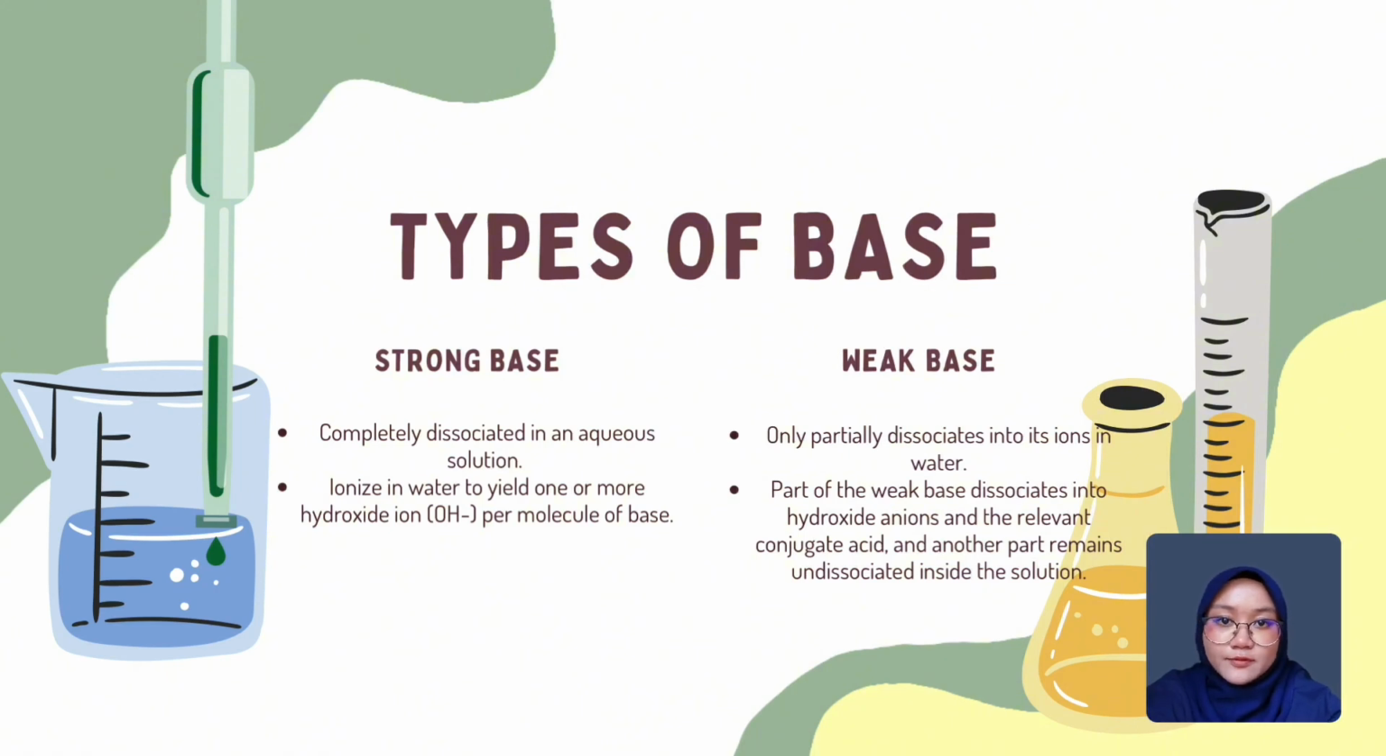The second type of base is the weak base. A weak base is a base that can only partially dissociate into its ions in water. When dissolved in a solution, a part of the weak base dissociates into hydroxide ions and the relevant conjugate acid, and another part will remain undissociated inside the solution.